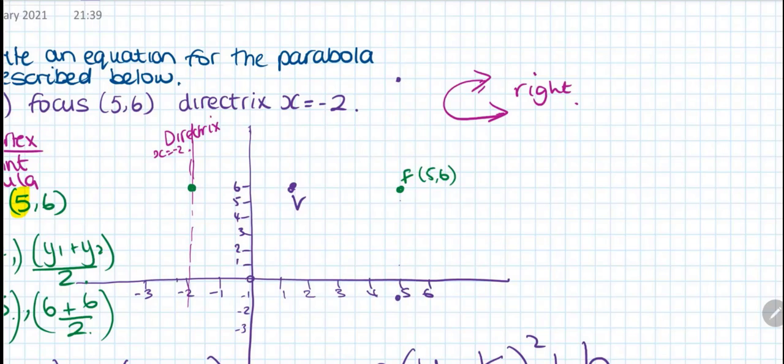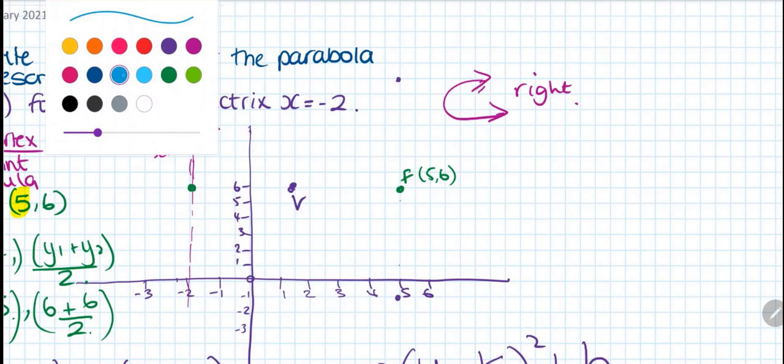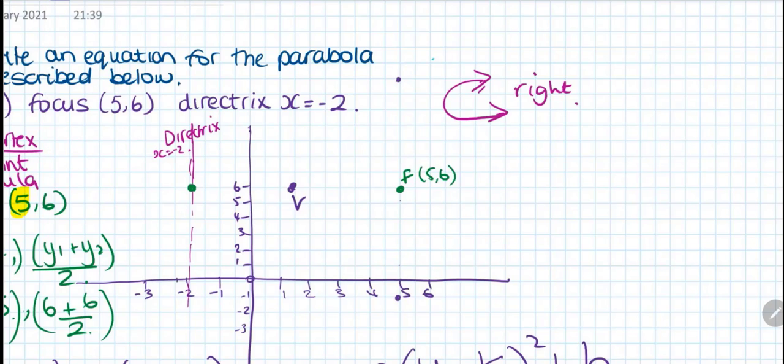And if we were to draw our graph, it's going to do something like this. And this line here, I said this is our latus rectum.